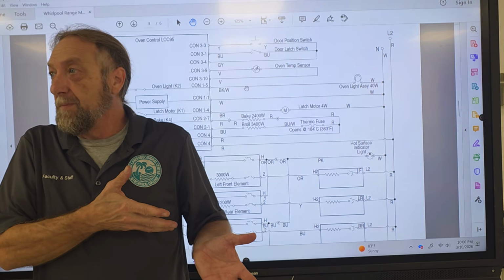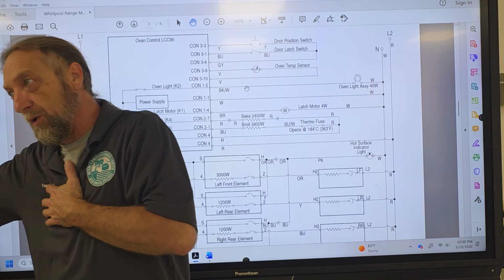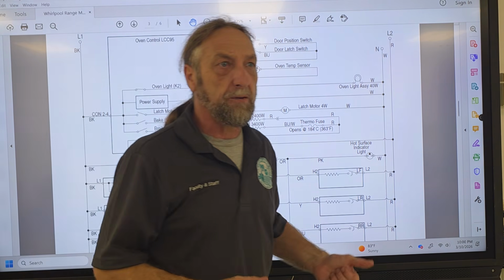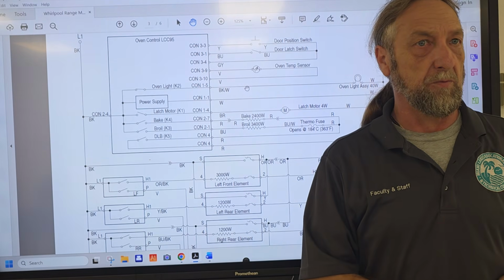Once you prove that the board says this part's not working right, but the part is working right, then the board is bad. The board's not seeing it. It's not cycling it like it's supposed to. Okay?